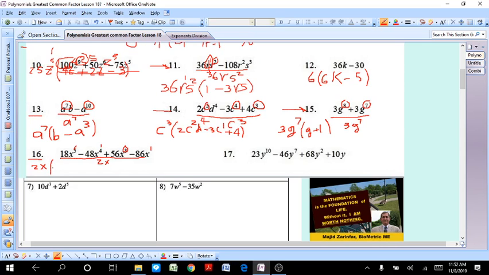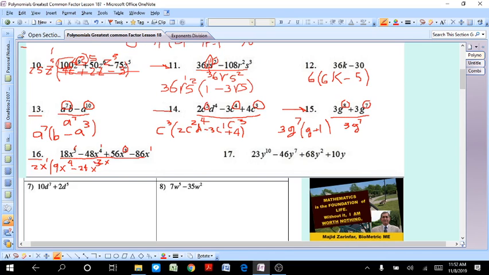18 divided by 2 is 9. There is a 1 here. 5 minus 1 is 4. That's x to the 4th. Negative 48 divided by 2 is negative 24. x to the 4th minus 1 is x cubed. See the way I'm doing it? If you are dividing, you are subtracting exponents.